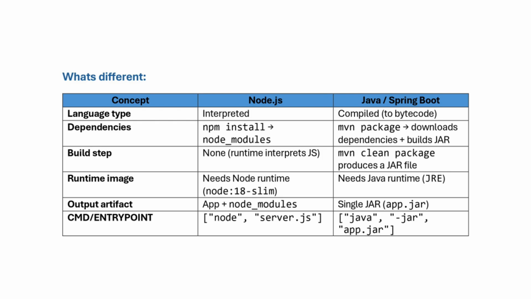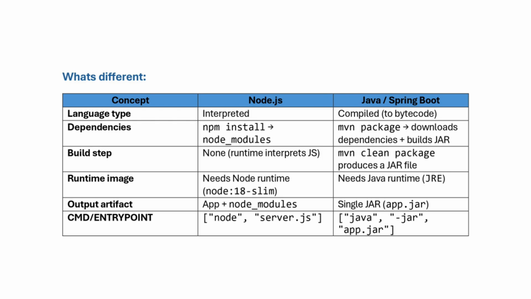The builder stage installs dependencies. In Node it was npm install, in Java it is mvn clean package. This downloads dependencies plus builds the jar. Copying the source code: both bring in app code after dependencies. The runtime stage is slim. In Node, it was Node 18 Slim. In Java, it is Eclipse Temurin 17 JRE Alpine. This is the Java runtime. CMD or entry point defines the entry point. Node runs node server.js. Java runs java -jar app.jar.